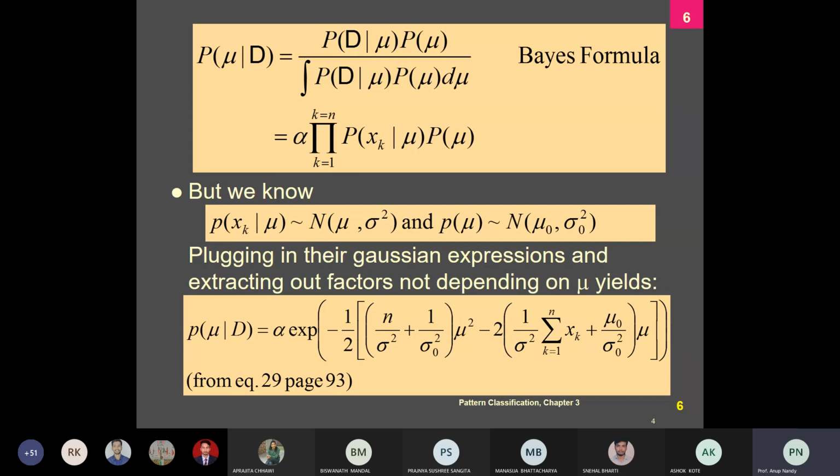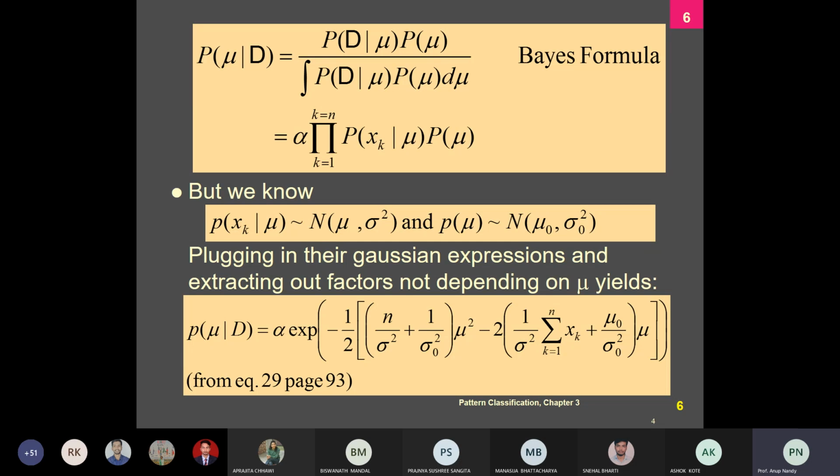These things will be used as pi terms if you just remove them. Then if you take the log, in the same way that we have done for the likelihood functions, you can end up with the equation. This is an exp of minus half, (n by sigma square plus 1 by sigma naught square) into mu square, minus 2 into (1 by sigma square, sum over k equal to 1 to n of x_k, plus mu naught by sigma naught square) mu. So this is equation number 29 that you can get.